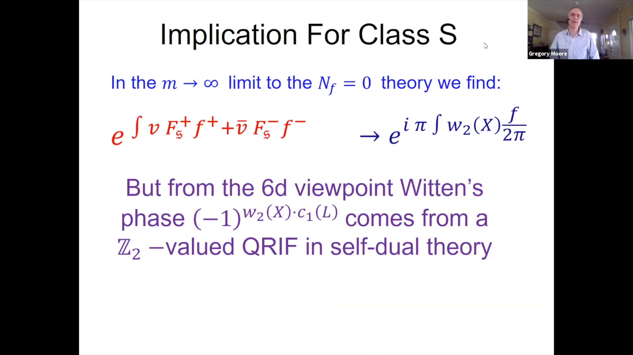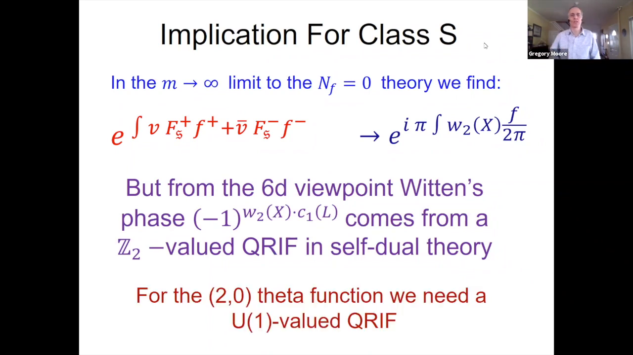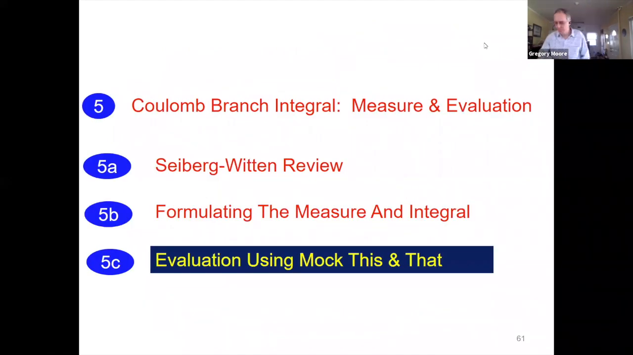But we see here that actually in the n equals 2 star case, which of course should also come from 6 dimensions, we're getting something that's actually C star valued. So that means that for the 2-0 theory, I suspect that the correct quadratic refinement of the intersection form should involve a U(1) valued quadratic refinement.